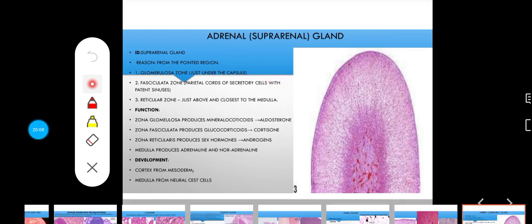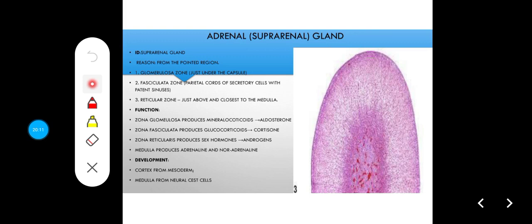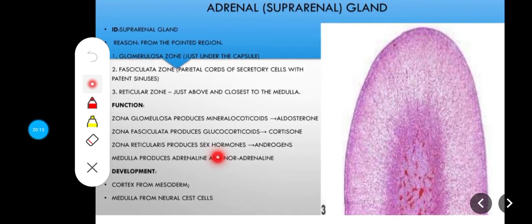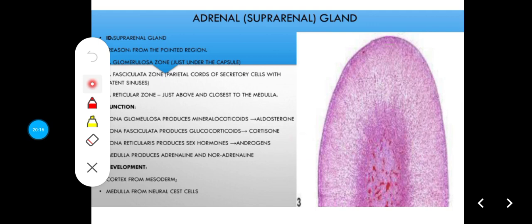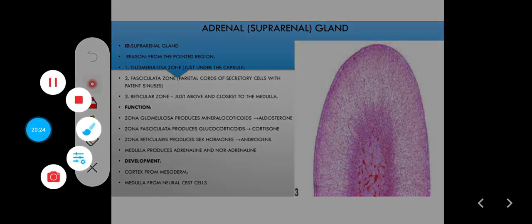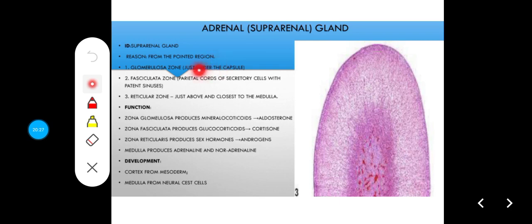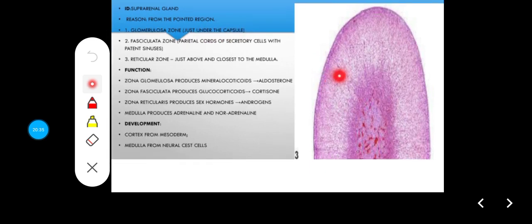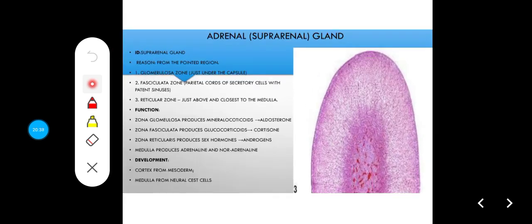Now, the next organ that we're going to talk about is the adrenal or the suprarenal gland. So the reasons for identifying the adrenal glands include: one, presence of zona glomerulosa. So this zona glomerulosa is just under the capsule. So the zona glomerulosa is just underneath the capsule. So this is the capsule, this is the outer capsule. Then see this zona glomerulosa.